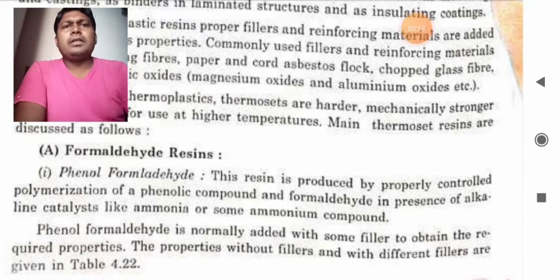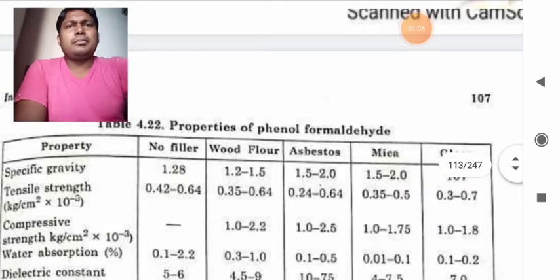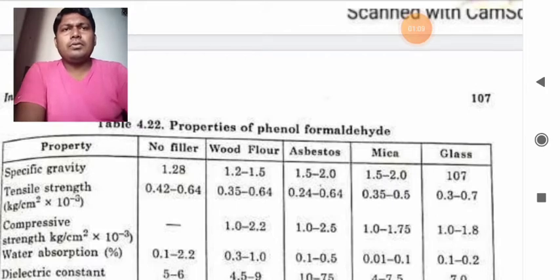The properties without filler and with different fillers are as shown in the table. The specific gravity with no filler, with wood flour, asbestos, mica and glass is as in your table. With no filler the specific gravity is 1.28. Similarly, wood flour is 1.2 to 1.5. With asbestos it is 1.5 to 2.0. With mica it is 1.5 to 2.0, and 1.07 for glass.